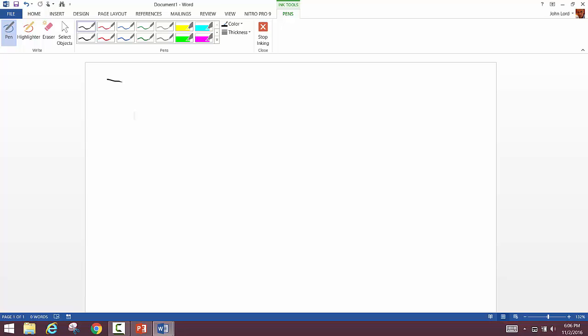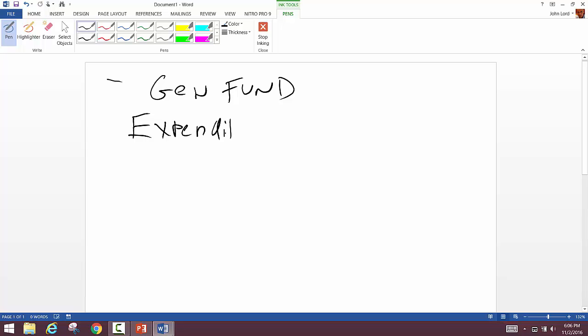Let's start out by contemplating a transaction. If I purchase equipment out of the general fund, what's the journal entry in the general fund to purchase the equipment? Good. I'm going to debit expenditure. Say we're paying $1,000 for this, and credit cash, right?